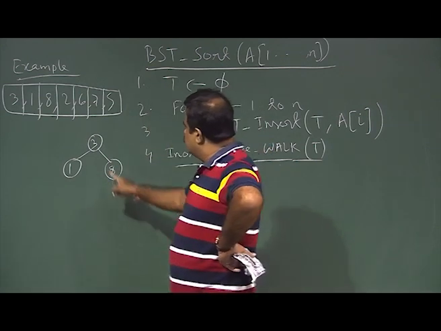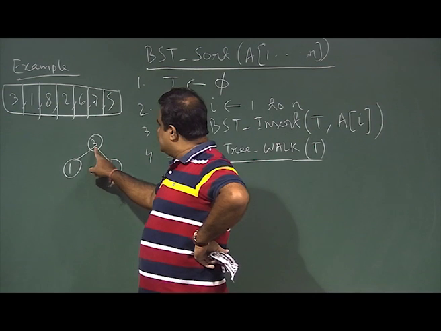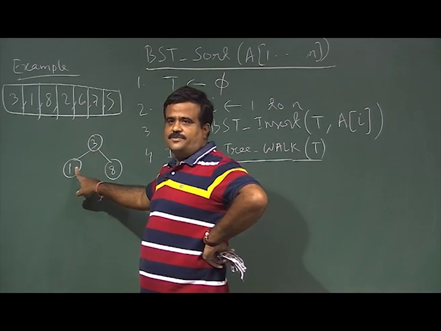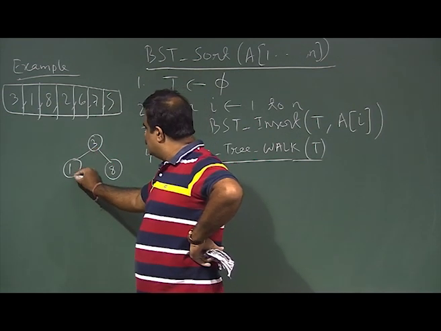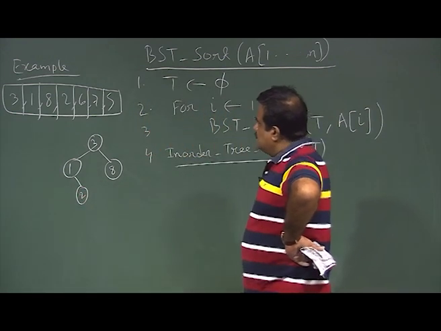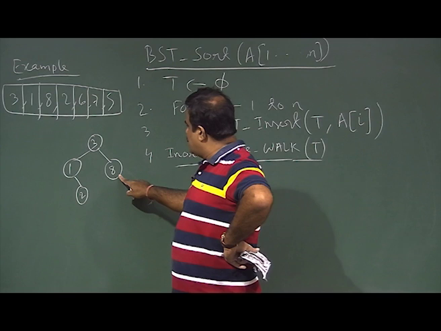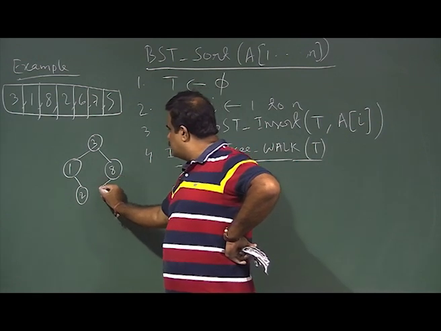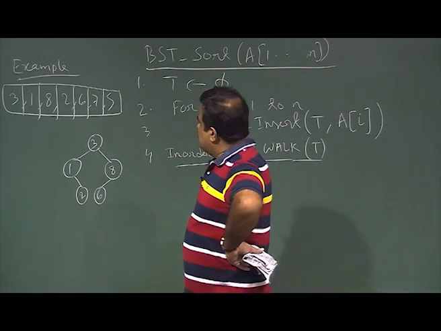Then 2. We start with the root. 2 is less than 3, so we go to the left part of the tree. Then again 2 is greater than 1, so we put it here. And then 6. 6 is greater than 3 but less than 8, so we put it here. Then 7.